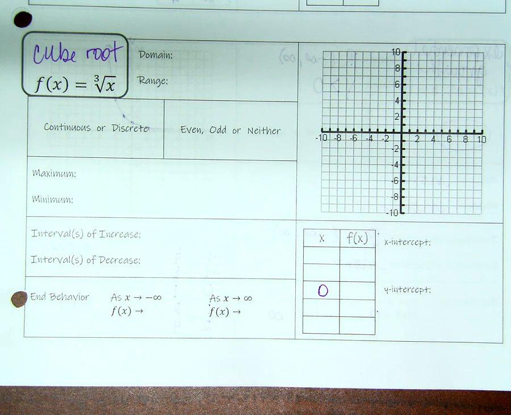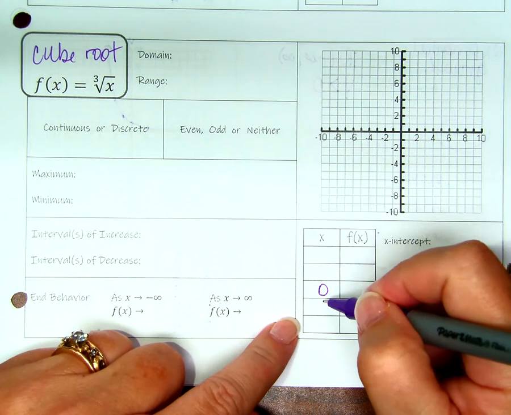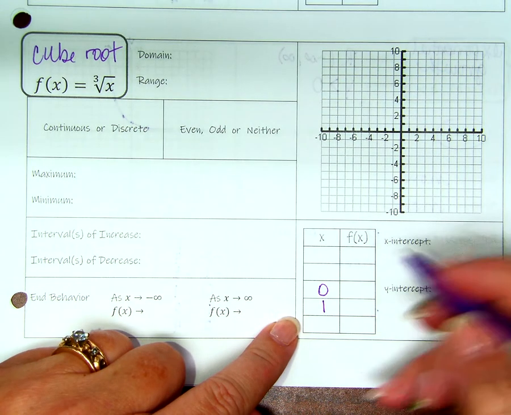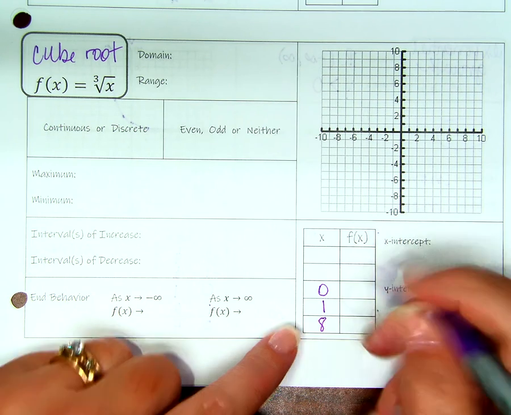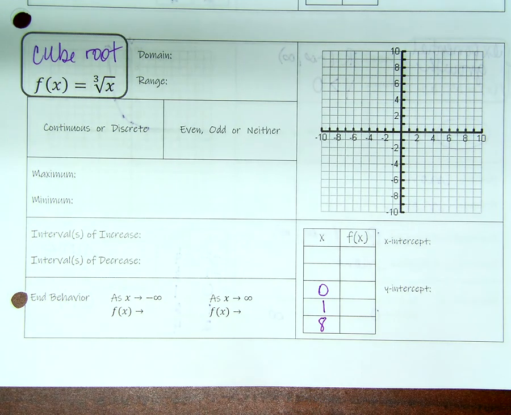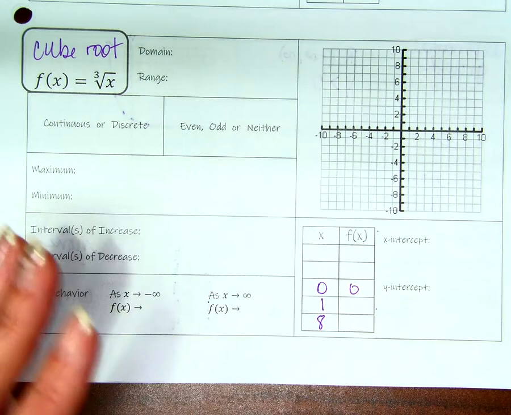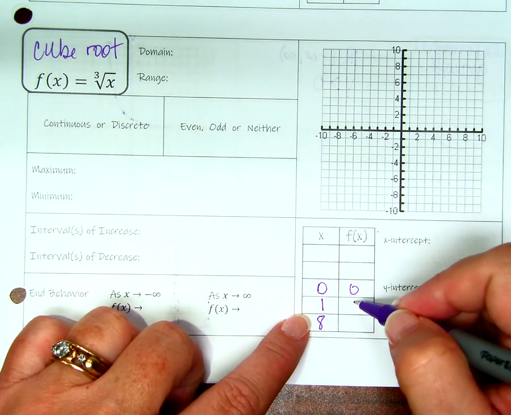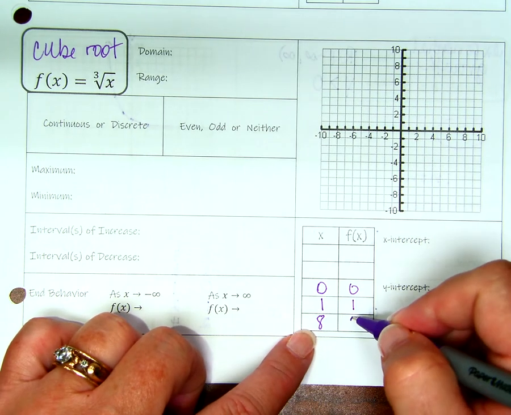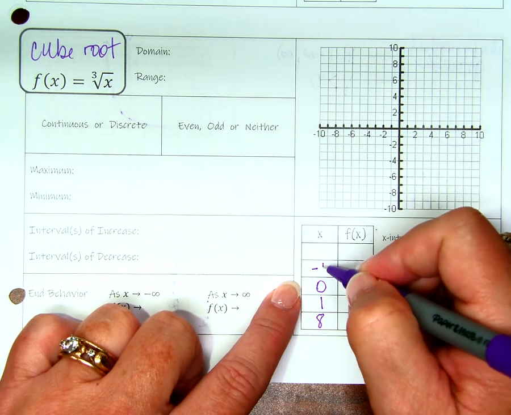So a number that I know that's a cube is 8. Because what times what gives me 8? 2, right? Okay? So for my x values, I want to choose numbers like 1. And I want to choose numbers like 8. I don't want to choose 3. I don't want to choose 4 because I don't know the cube root of that number. I know the cube root of 0 is 0 because 0 times 0 times 0 is 0. I know the cube root of 1 is 1, and I know the cube root of 8 is 2. Do I know the cube root of negative 1?